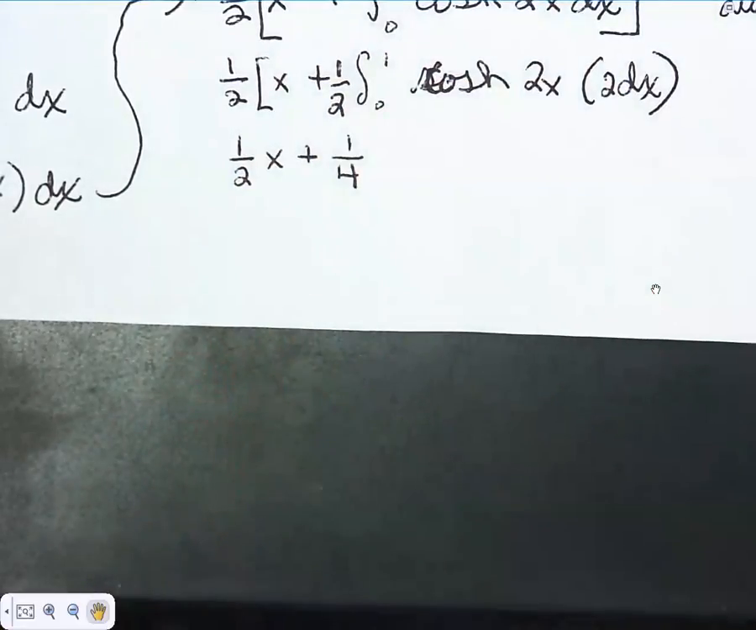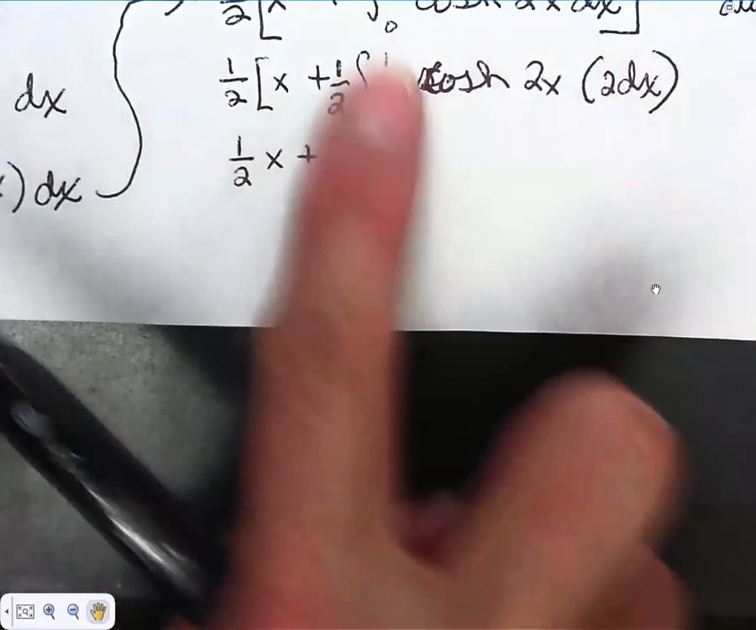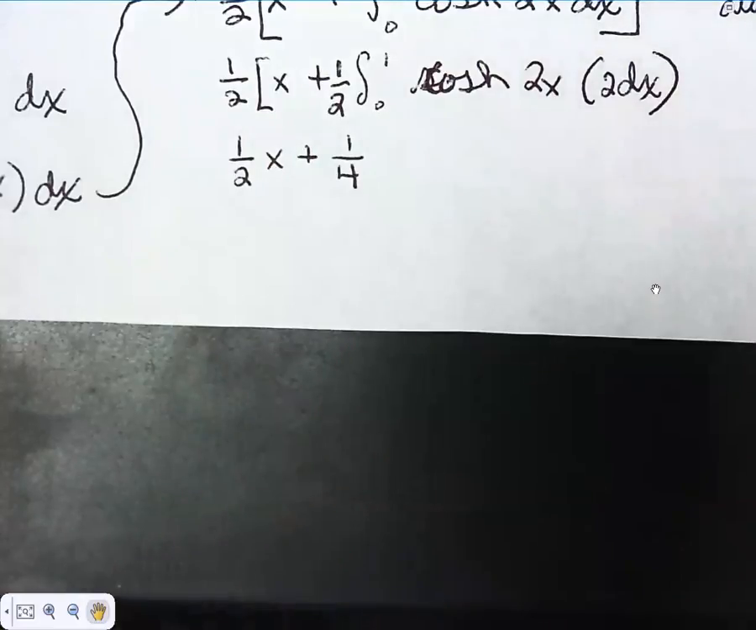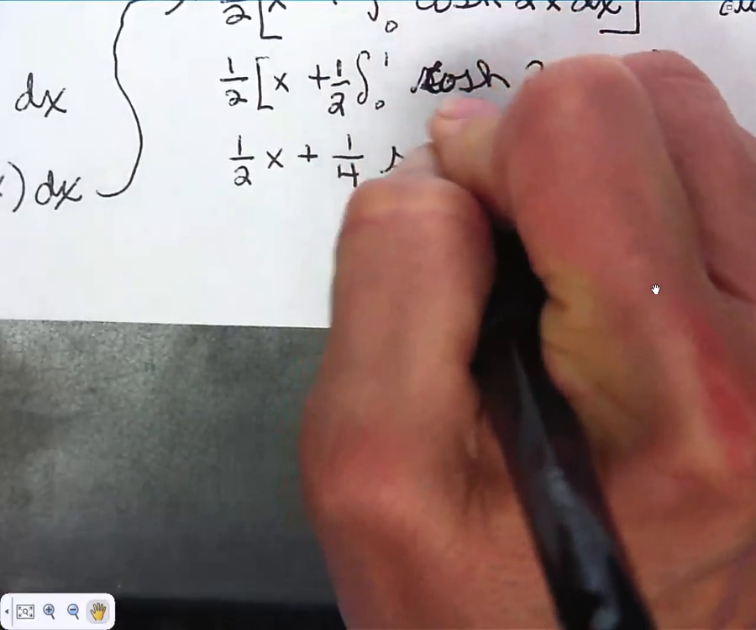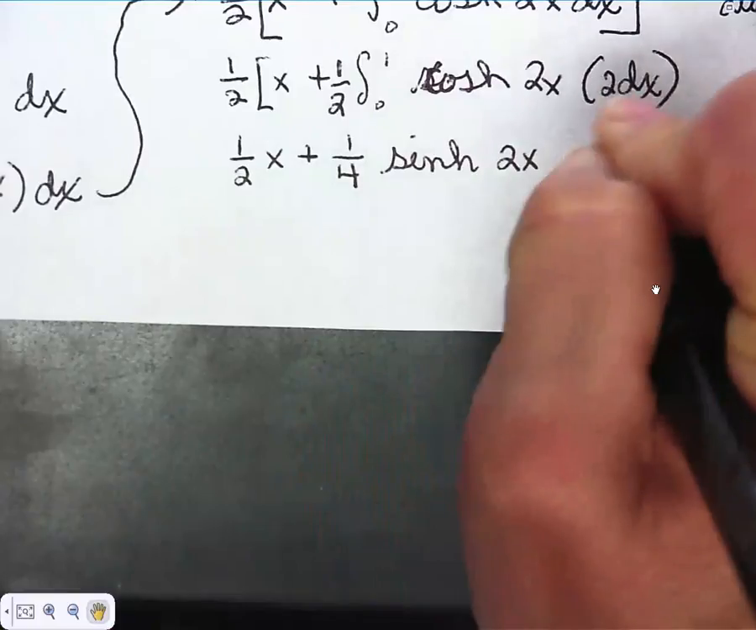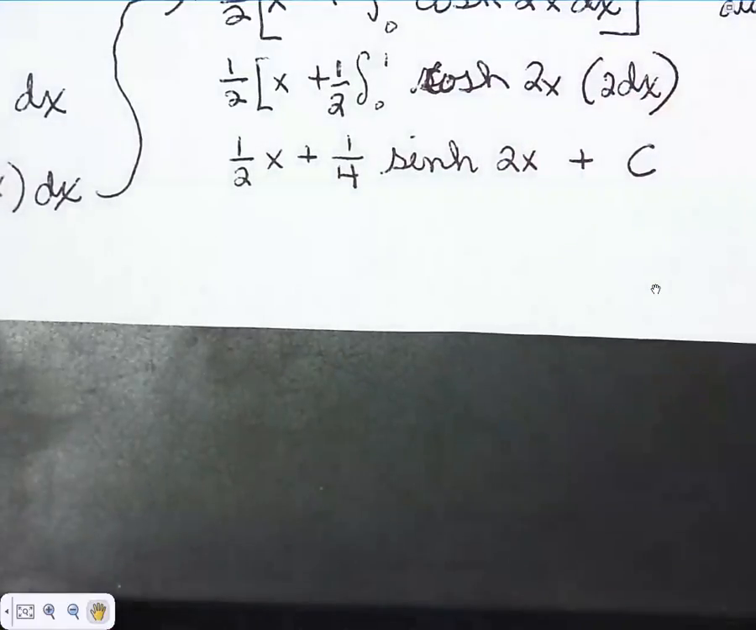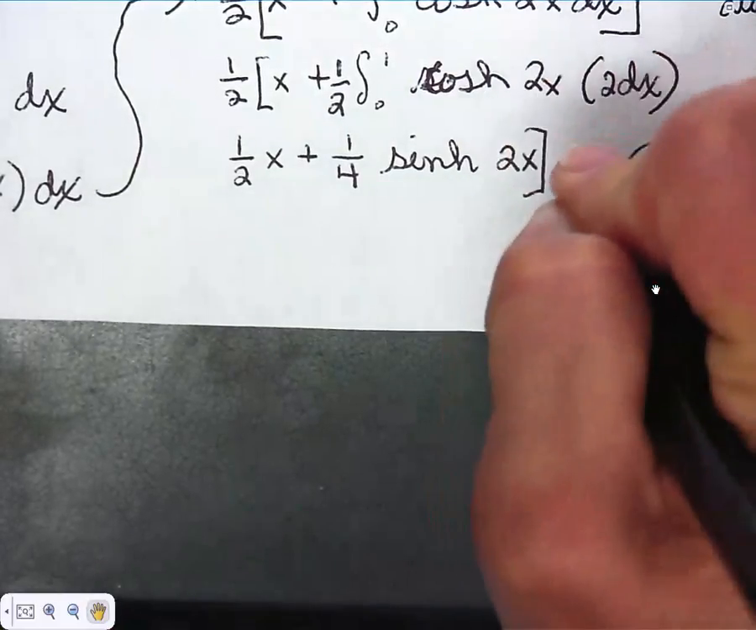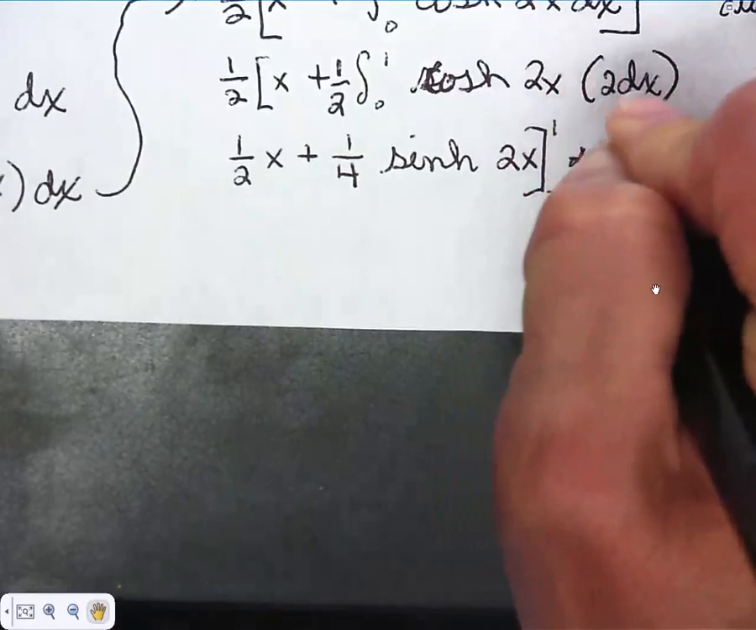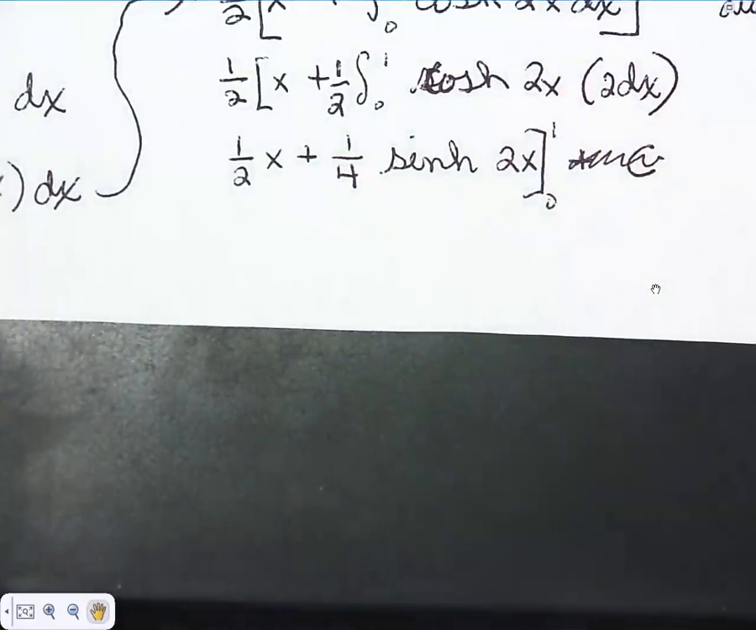What did you say? There's my 1/4. What did you say this was? Not 2, just the derivative of cosh u is sinh u. Oh, but this was a definite integral, so instead of plus c, I need to evaluate that at 0 and at 1. So far, so good?